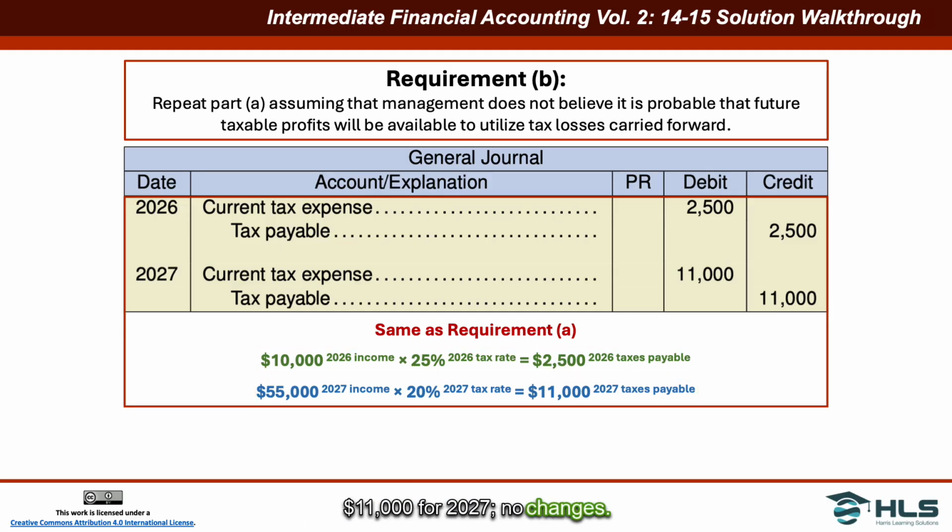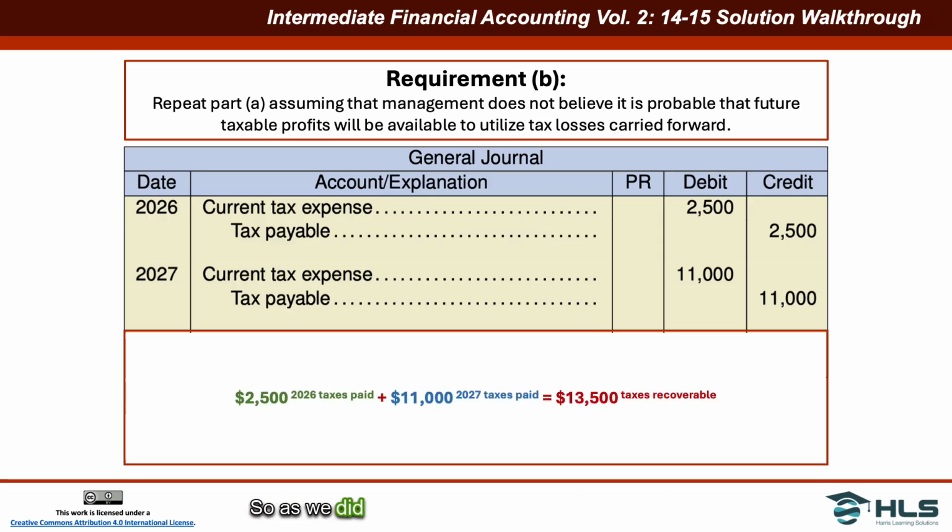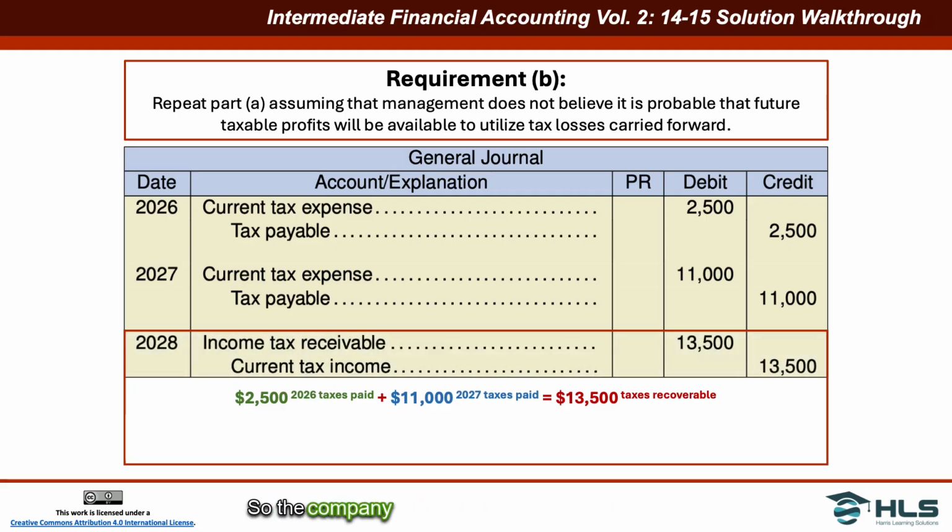No changes. In 2028, the company had a loss of $112,000, but because management does not believe it's probable that future taxable profits will be available, all we can do is apply those losses backwards. So as we did in requirement A, we simply recovered those taxes, $2,500 from 2026 plus $11,000 in 2027. That's a total of $13,500 recoverable. So the company will debit income tax receivable and credit current tax income for $13,500. And because management does not believe it's probable that future profits will be available to utilize any losses, we can't record a loss carry forward.